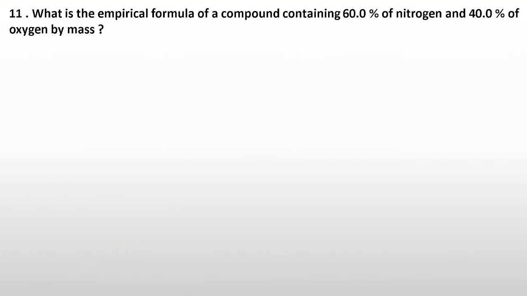Question number 11. What is the empirical formula of a compound containing 60.0% of nitrogen and 40.0% of oxygen by mass? A. NO2, B. NO3, C. N3O, D. N2O. So what is the empirical formula of the compound containing 60.0% of nitrogen and 40.0% of oxygen by mass? What should be the answer for question number 11?